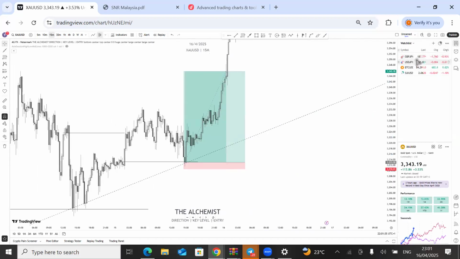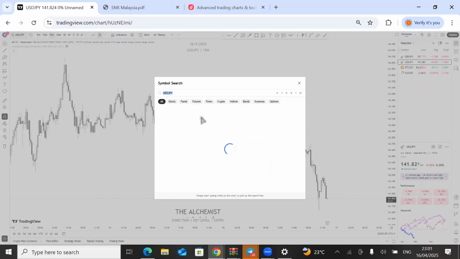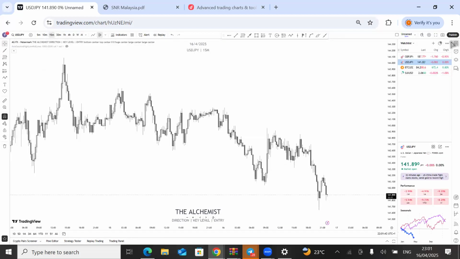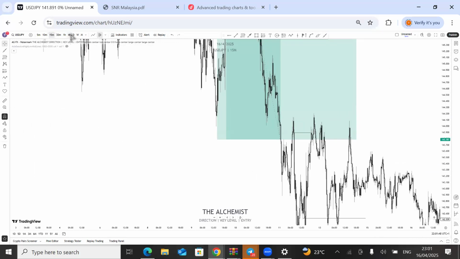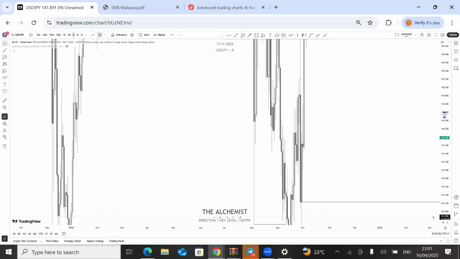Then I think we have USD JPY. Let me show you guys something else. USD JPY. Forex.com. I don't know if this call ends suddenly, just know I haven't paid for subscription.